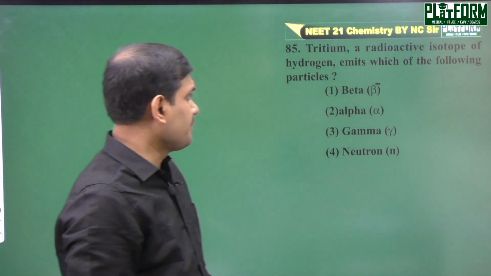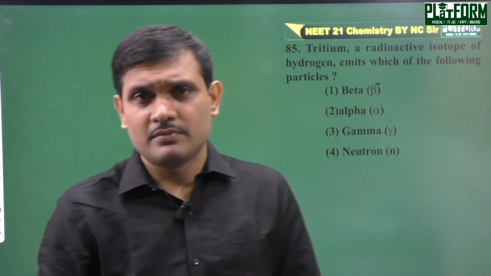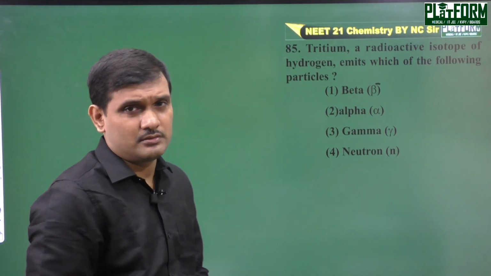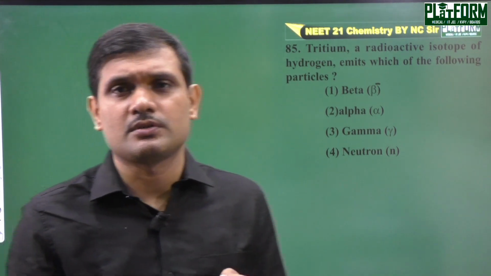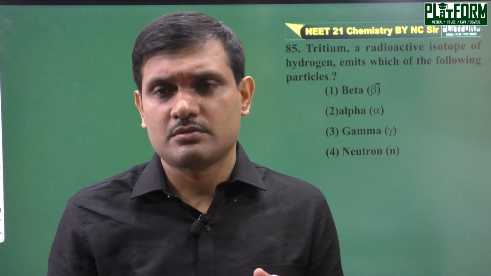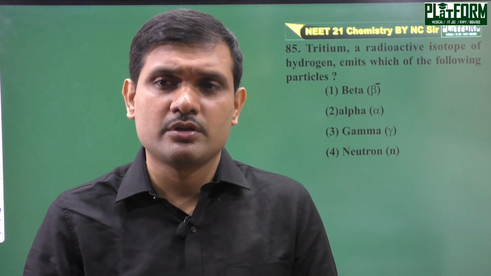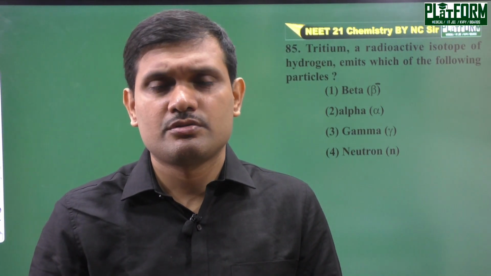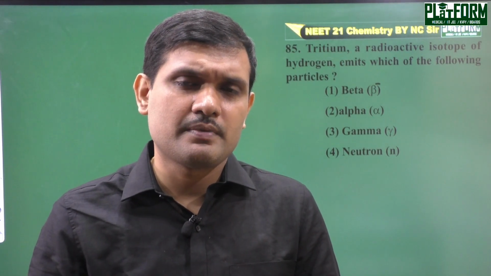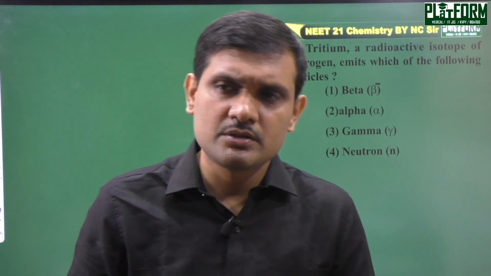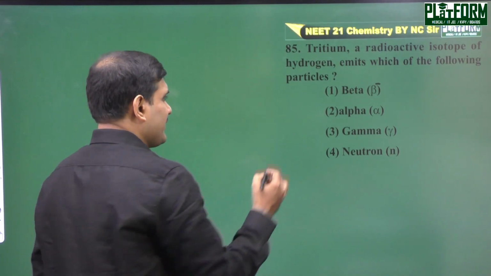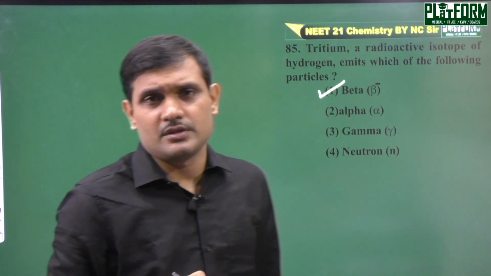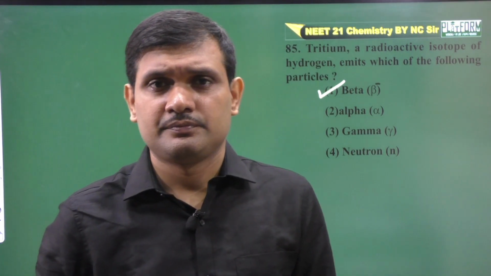Now, tritium, a radioactive isotope of hydrogen, emits the following particles. It is also a direct copy-paste question from the NCERT text. If you go through the chapter on hydrogen, it is given that tritium, a radioactive isotope of hydrogen, emits beta particles, beta minus. So it is also a direct question from the NCERT text.